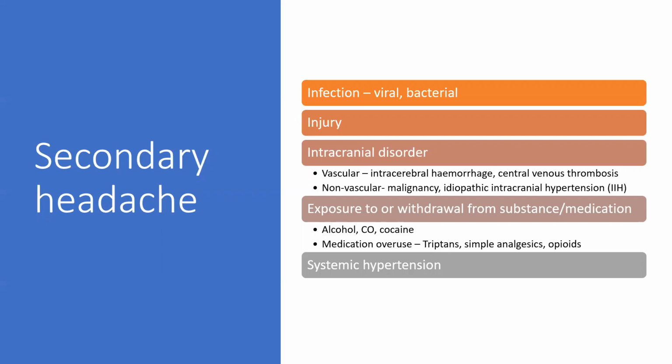Other things, I think many of you know, like alcohol, cocaine, and carbon monoxide poisoning, can also cause this as well. Systemic hypertension, again, is very rare, but it can happen, especially if you have another underlying disease, and then that can present with hypertension, but it's more common in adults.